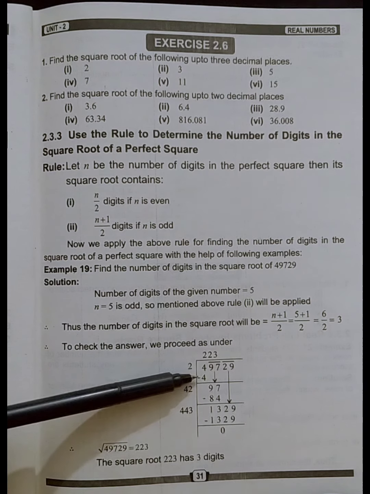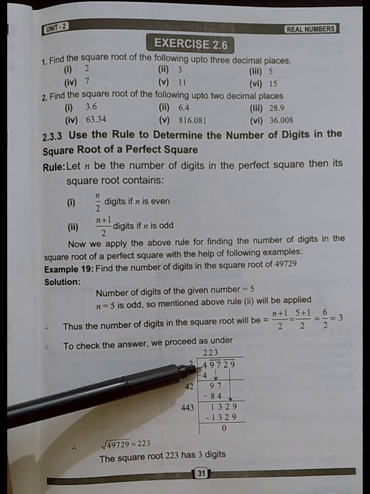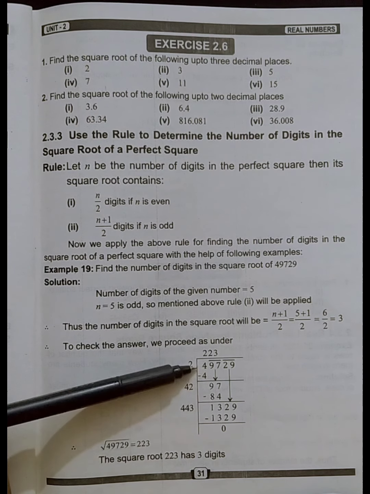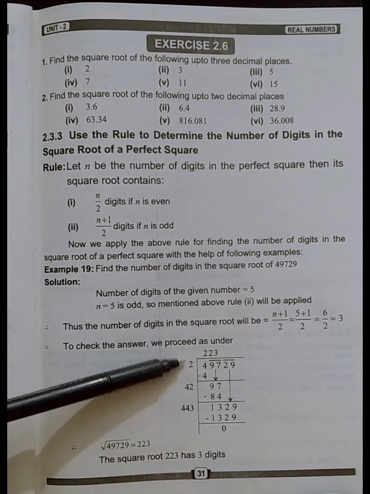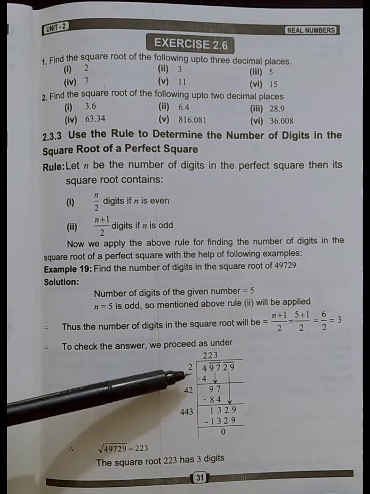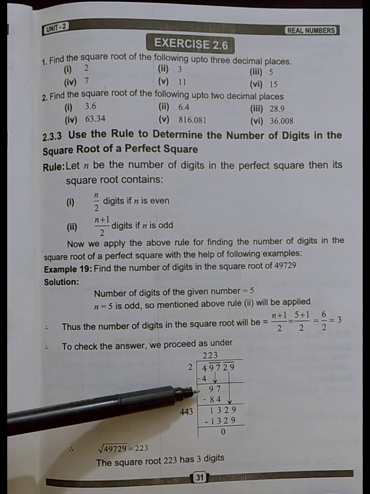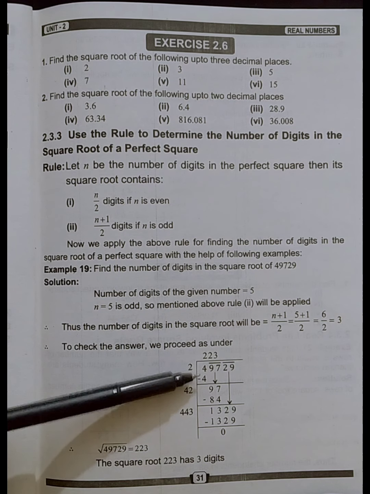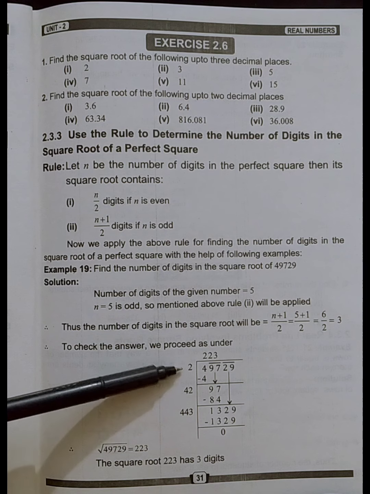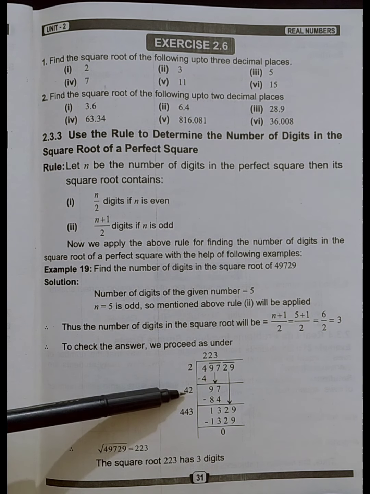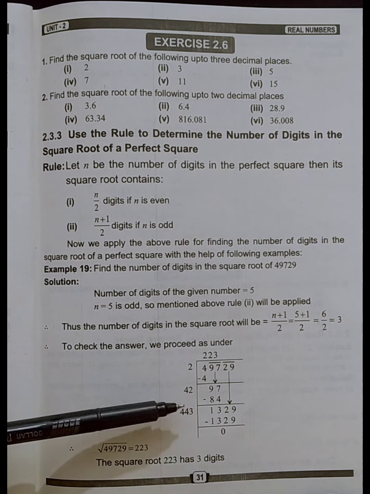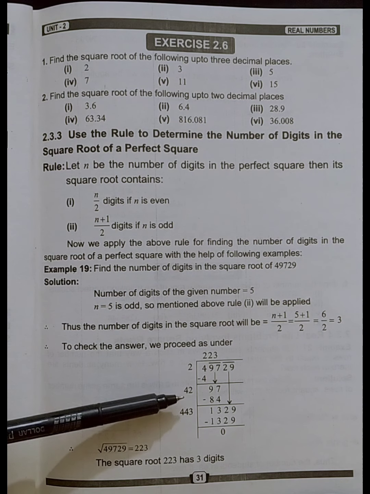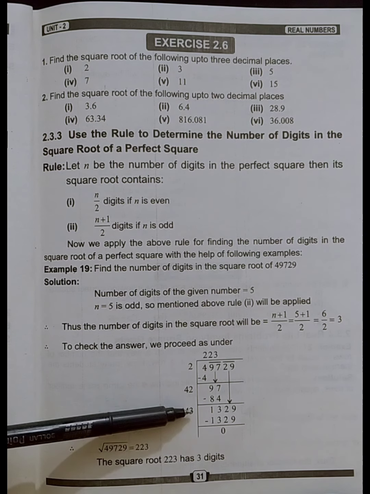By the division method we have the value 49,729. Firstly we make pairs and then take the value 2 as quotient and divisor. 2 multiplied by 2 is 4, subtract 4 from 4 which is equal to 0, and then bring down the pair 97. Then double the value 2 which is 4, take another digit with 4, we take 2, 42 multiplied by 2 and we get 84. Subtract 84 from 97, so we get 13.